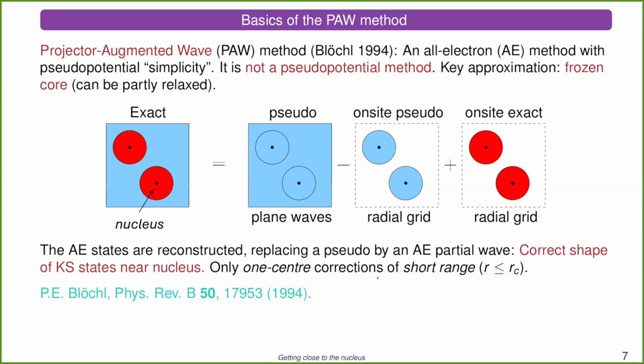It is actually written in formula. These all-electron states here are reconstructed, representing a pseudo by an all-electron partial wave, which means you get the correct shape of the function in the nucleus. And this is done in one-center corrections. This is a center, and this is a one-center correction around it. And this is another one. This method is by Blöchl, and he published it in 1994, and it is very widely used.